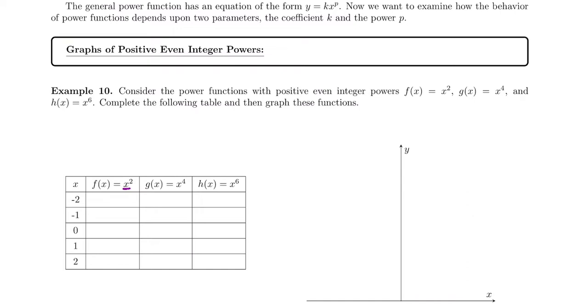So I'm going to do -2 squared, and that is 4. -1 squared is 1. 0 squared is 0. 1 squared is 1, and 2 squared is 4.